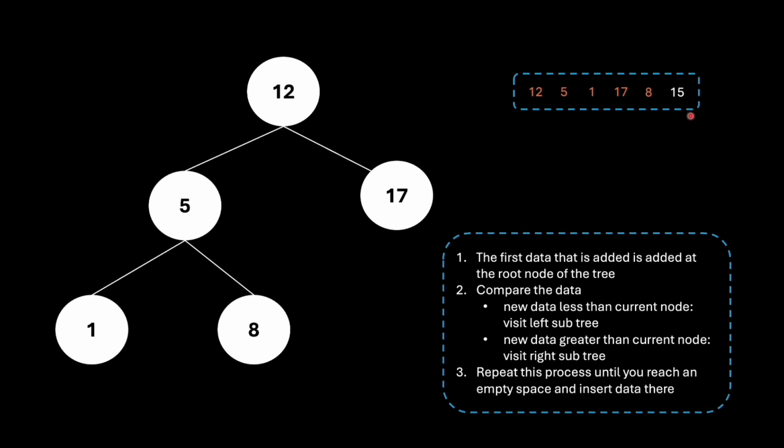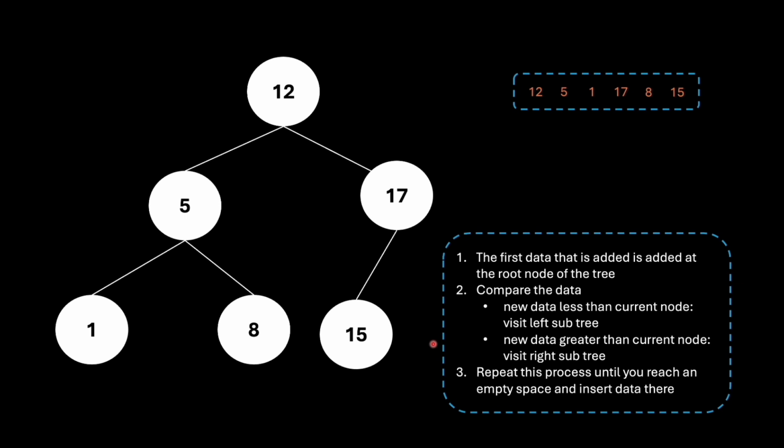Now our last item, 15. So we'll compare 15 with 12. 15 is greater than the root node, so we will visit the right subtree. Now we can't add 15 here, right? Because we already have data there. So what we will do is, we will compare 15 with the data at the node we're currently visiting. We will compare 15 with 17. 15 is less than 17, so 15 will go to the left subtree, and there's nothing here, so we can add 15 there.